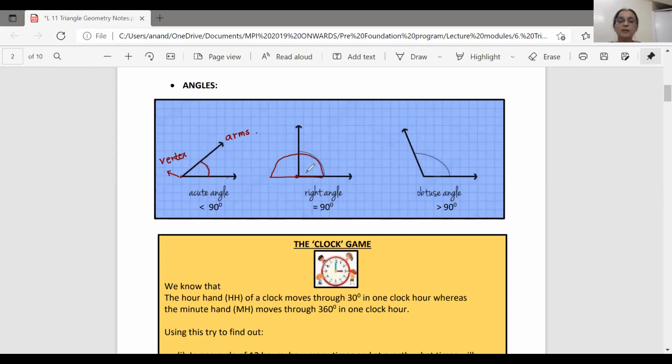The protractor has 180 degrees marked on it. It starts from 0 here, exactly at the midpoint is 90, and again on this side it will be 180.